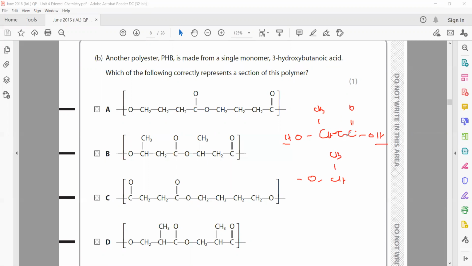But means 4 carbons, so I should add another carbon here. So it will be CH2, C double bonded with O. On one side we remove OH, and on the other side we remove H. So it matches, you can see here, if I put H and OH here, it is the third position, because 1, 2 and 3. At the third position we have the OH group and the carboxylic acid, so it is 3-hydroxybutanoic acid, so B is the right answer.